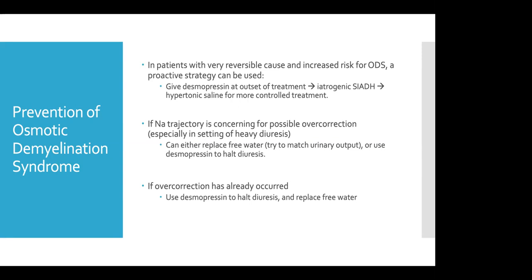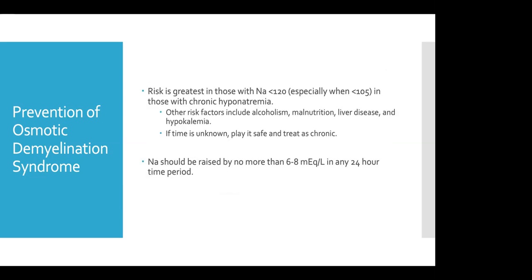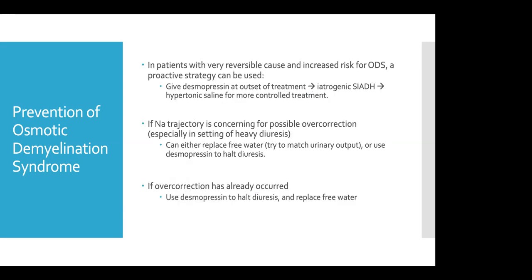So there are 3 ways to try to prevent or treat overcorrection. If you have a patient with a very reversible cause of hyponatremia, as well as an increased risk for ODS, maybe they have liver disease and alcoholism, then you can consider a proactive strategy. That would mean giving them desmopressin right at the outset of treatment, inducing iatrogenic SIADH, and then using hypertonic saline to have a controlled correction. So basically having better control over how quickly the sodium levels will rise.